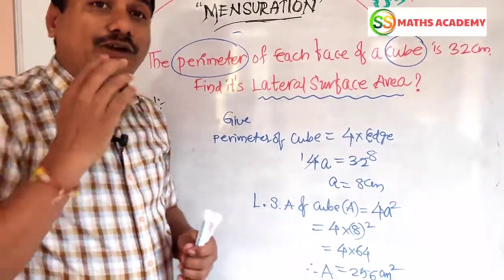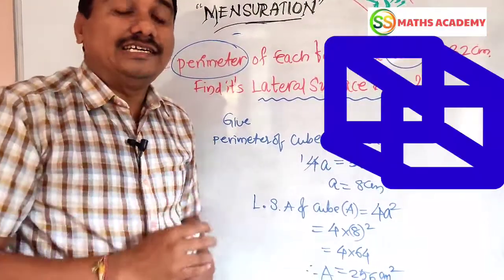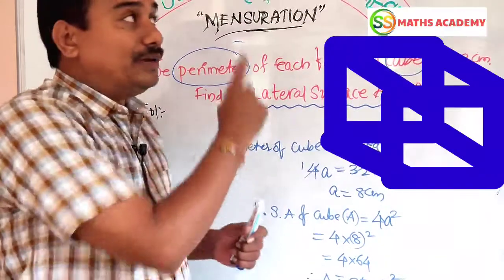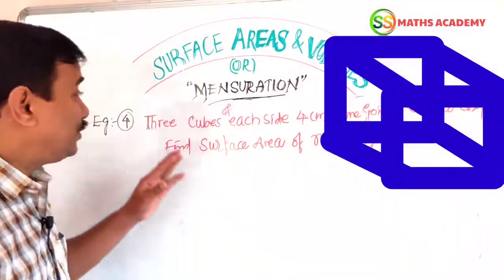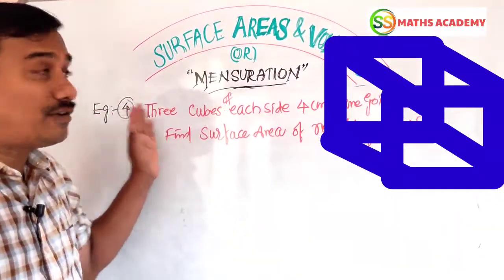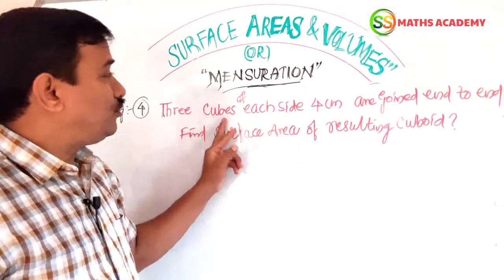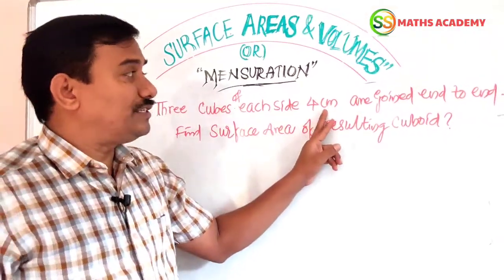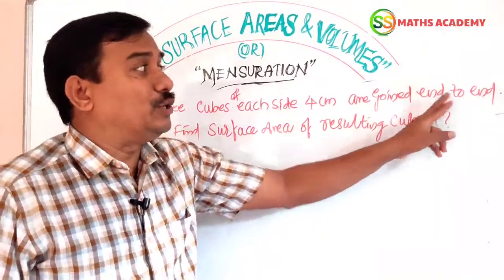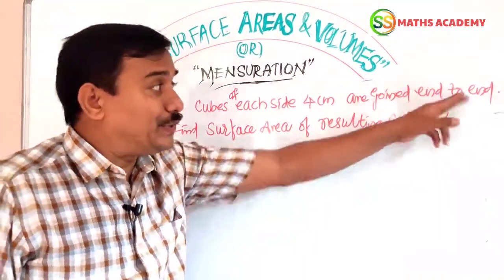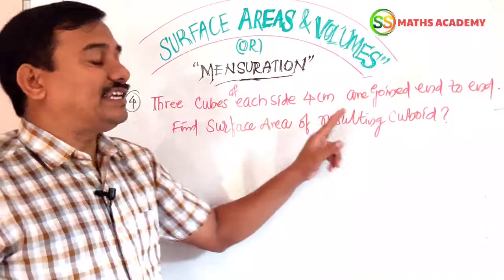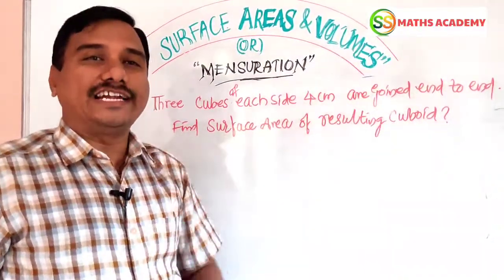Now I hope that you have understood these 3 examples about cube. Now we are going to discuss the last example, last model of cuboid. Now 3 cubes, each side is 4 centimeter, are joined end to end. Find the surface area of the resulting cuboid.